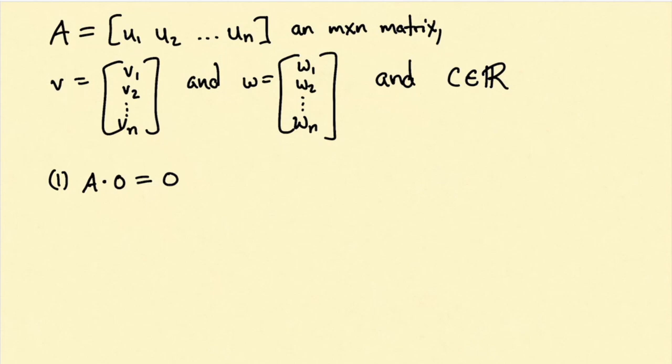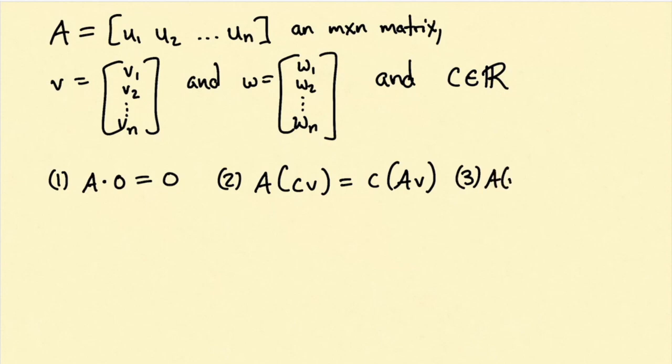Two. If I take the matrix A and multiply it by the vector v scaled by c, that's the same as multiplying the vector v by A, then scaling by c. And finally, number three, if I add my two vectors, v and w together, then multiply by A, that's the same thing as multiplying v by A, multiplying w by A, and adding the two of them together. It's relatively straightforward to demonstrate that each one of these are true.